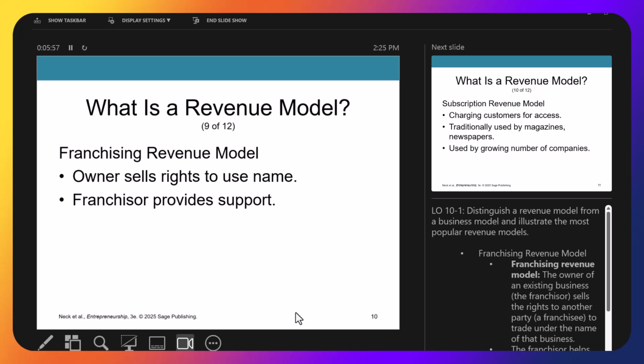Franchising revenue model. The owner sells the right to use the name and provides support. To give you a prime example, McDonald's. You can buy into a McDonald's franchise and pay a fee, I think it's about $1 million. They'll get you in, set you up, and provide support for you. Then you go into a partnership with them where they make a certain percentage of your sales each month.